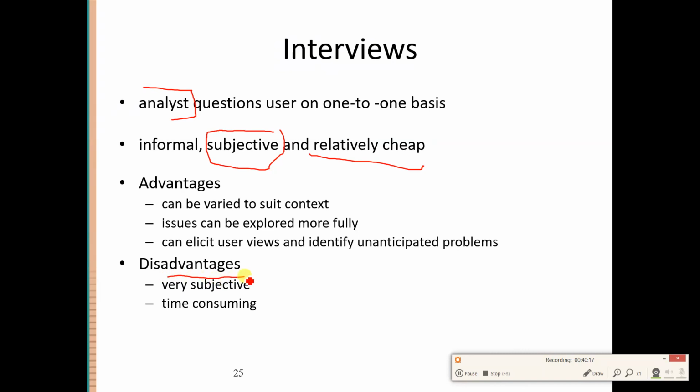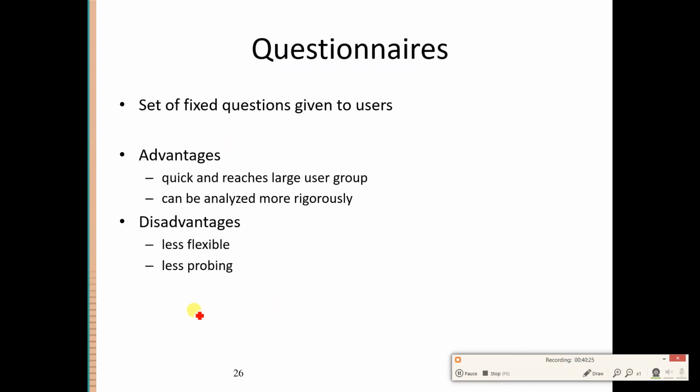They are very subjective, because we cannot interview all the people, and they are time consuming. The next way for evaluation in the query based technique is questionnaires. They are a set of fixed questions given to the users. So we can give the questions to many users, a large number of users. For example, if 100 users are there, we can distribute the questionnaires.